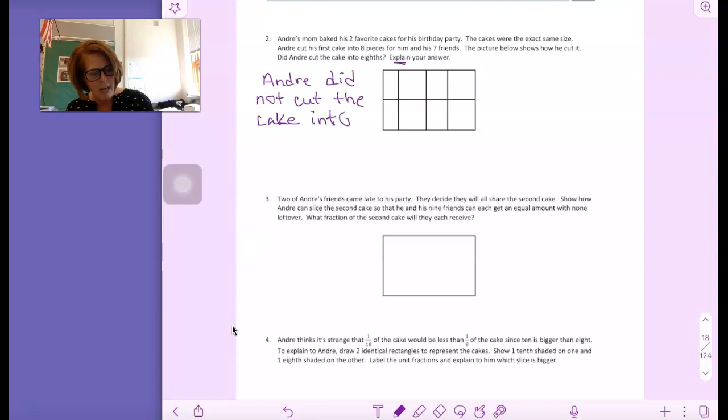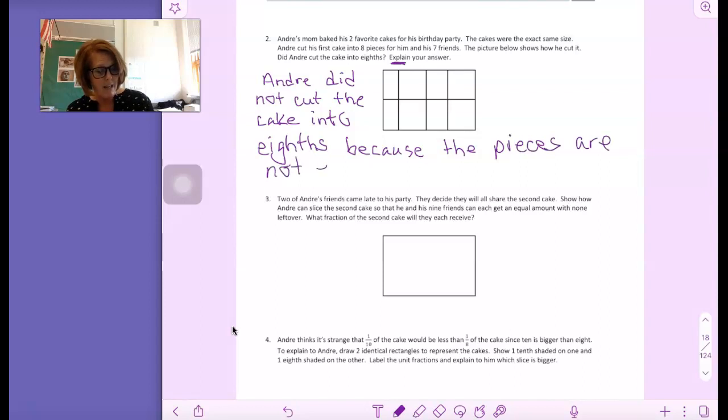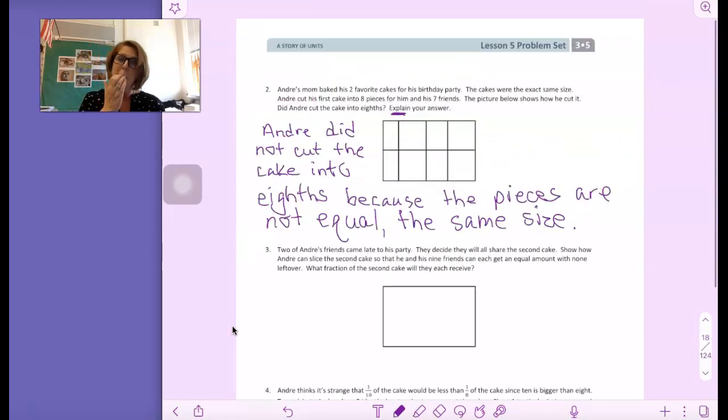And it says explain, so we need to use words. Andre did not cut the cake into eighths because the pieces are not equal. They're not the same size. In order to be eighths, they must be the same size. Make sure you have that written down. Make sure you're reading your answer out loud so that it can stick in your head.